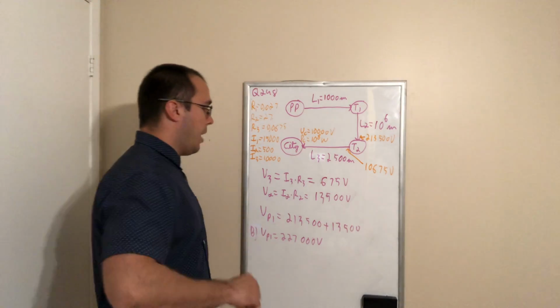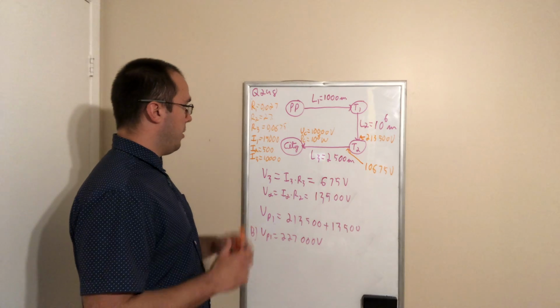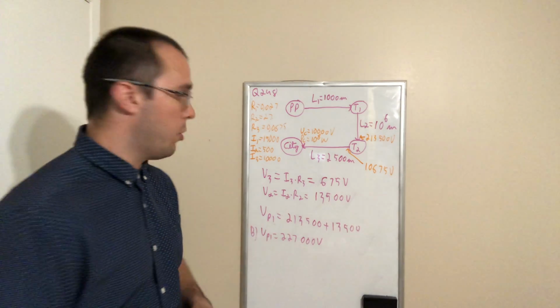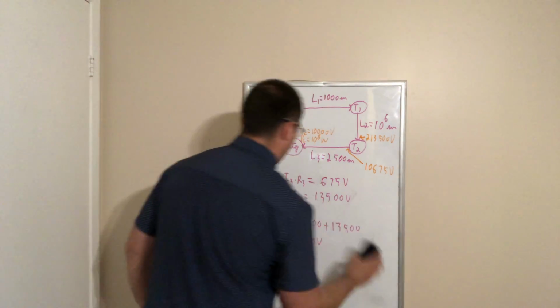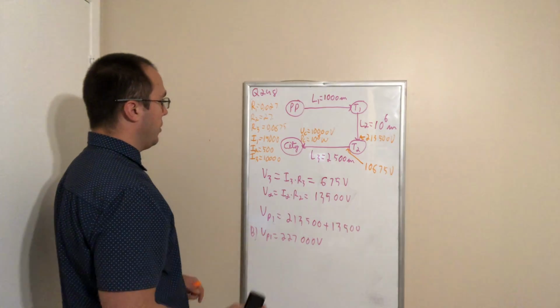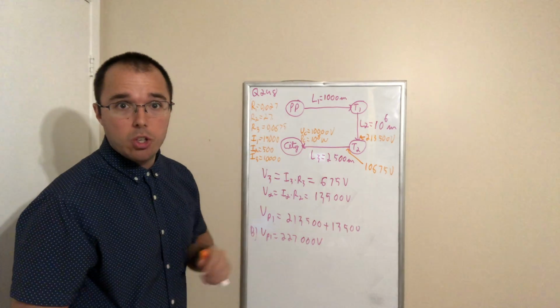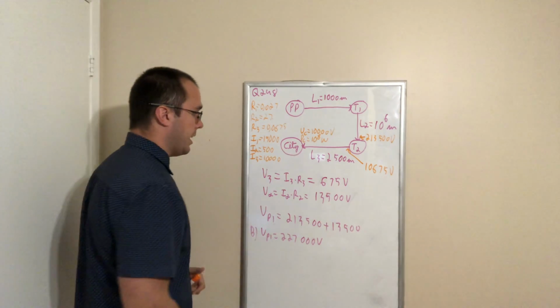Okay, now we need to solve part C. We are asked what is the power being produced by the power plant itself. So let's have a look. I'm gonna erase again all this section. We don't need it anymore. All we need is this value and this value. So again, pause the video if you need to write anything down.